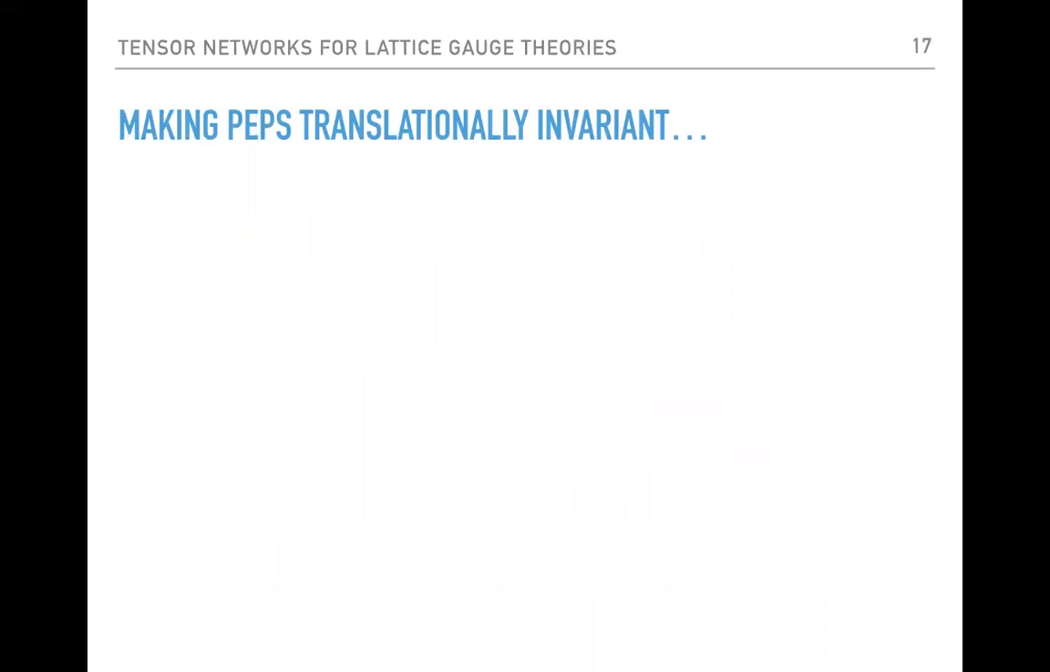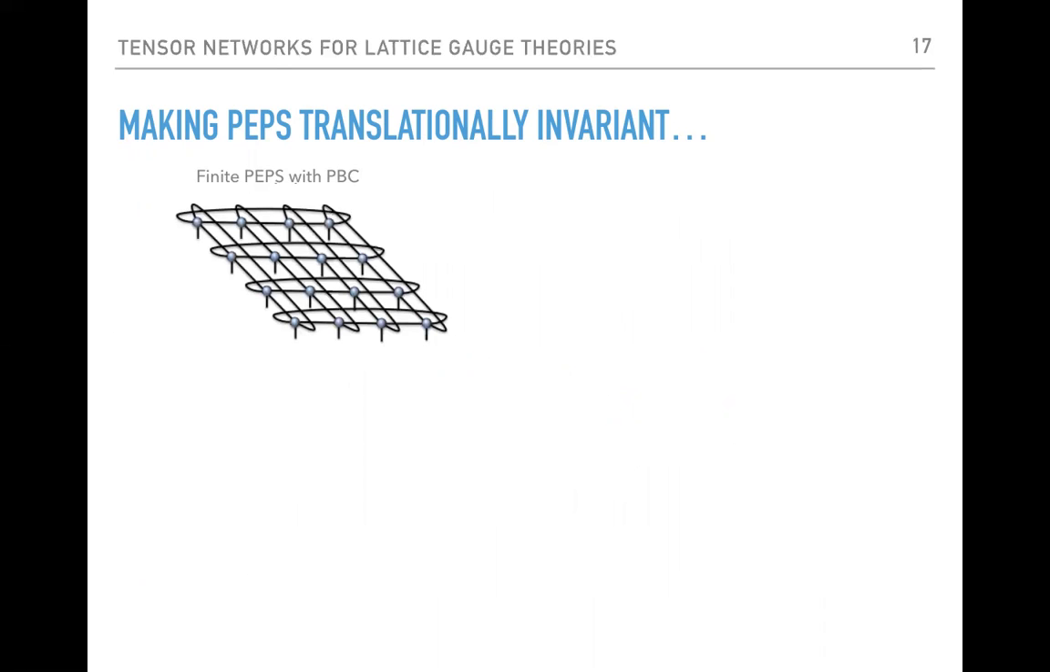And the next thing, to make this even more appealing, is that we can try to make them translationally invariant. The first thing that one could think about is, well, let's put a finite PEPS and impose periodic boundary conditions in all directions. And this would be nice. It has translational invariance, but it would still suffer from the fact that there is a boundary. It would have finite size effects.